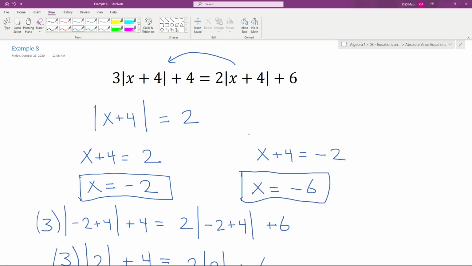Now that should cover most of the absolute value equations you're going to see. There are some more complicated versions of them, but I'm going to save those for the Algebra 2 section.